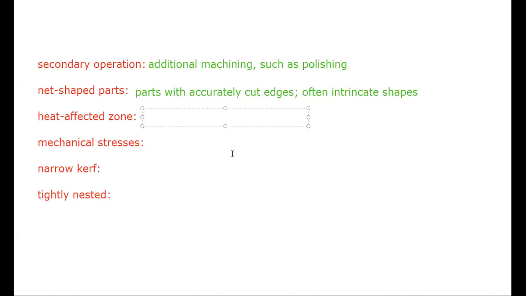Yes, now as you can see on the whiteboard, the net shape parts are known as the parts with accurately cut edges, similar to the curve, but in intricate shapes. Maybe it's not linear, maybe it has a weird shape or something. That is a net shape part.